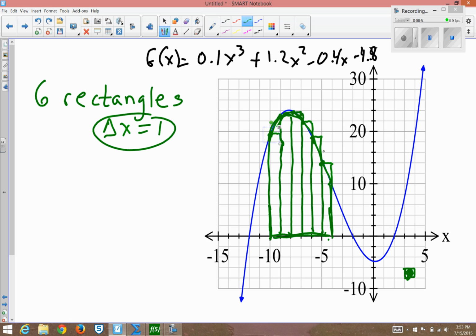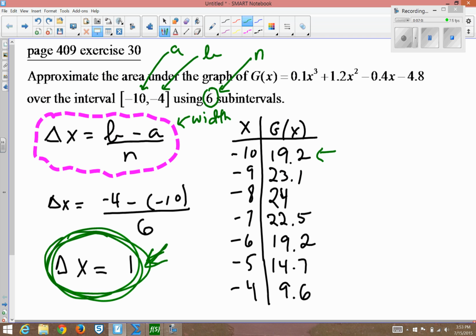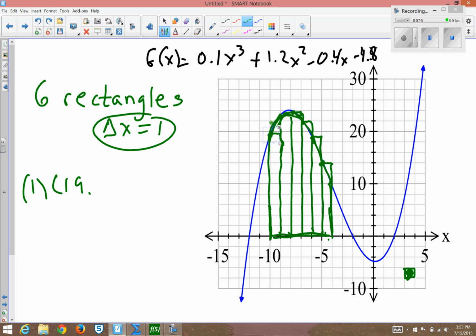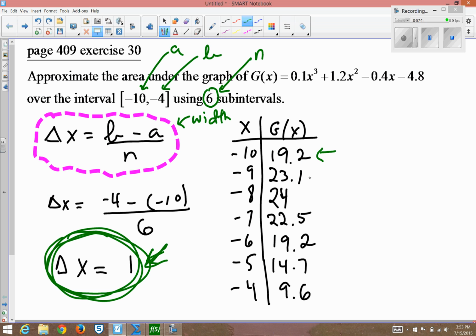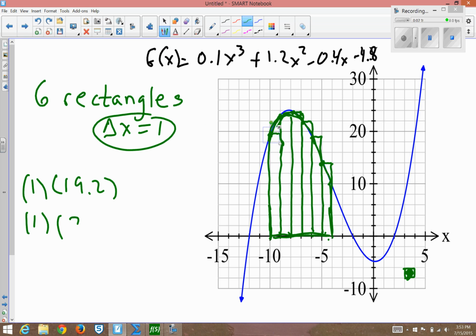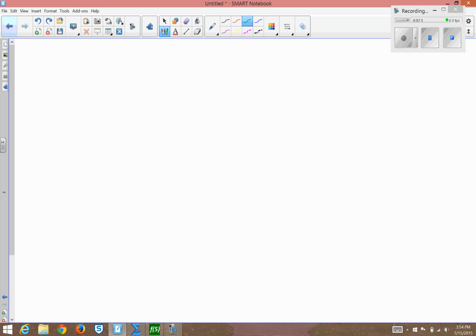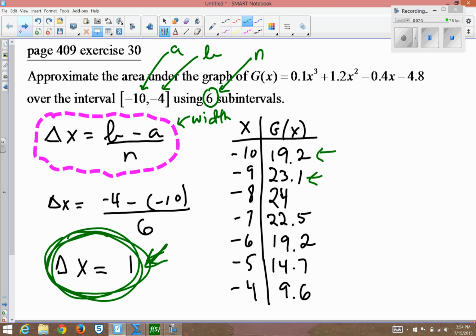So the approximate area they're talking about is going to be how wide the first rectangle is, times how tall it is. How tall it is is this number right here, 19.2. The second rectangle has width 1, and how tall it is is 23.1. Each rectangle's area is the width, which in this case is 1 for all of them, times the length. The length is the y value. The next one is 24.